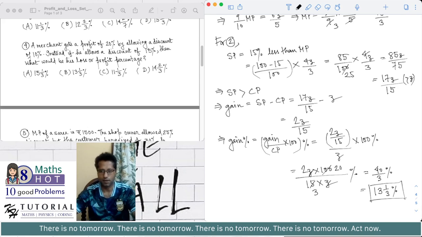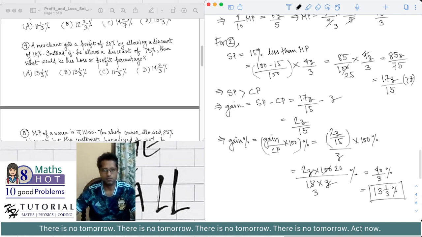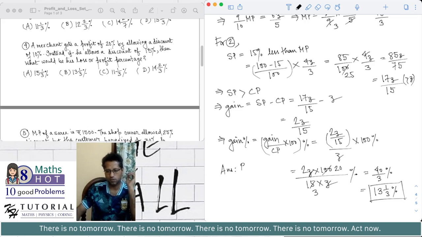So this is the gain. This much gain, 13 and 1 by 3. Now in the choices, what would be his loss or profit percentage? In the choices, whether it is a gain or profit, it is not given. So I might have done some mistake in writing the choices. The answer is choice B, but in all the choices, there should be a gain or loss given after the percentage. So the answer is 13 and 1 by 3rd percentage of gain.